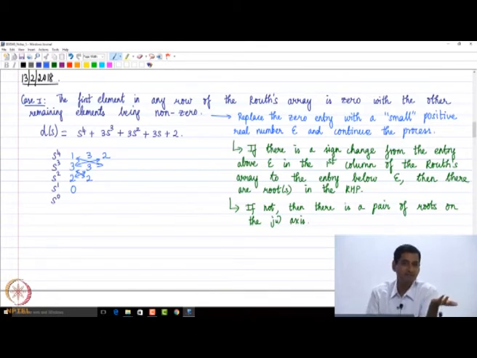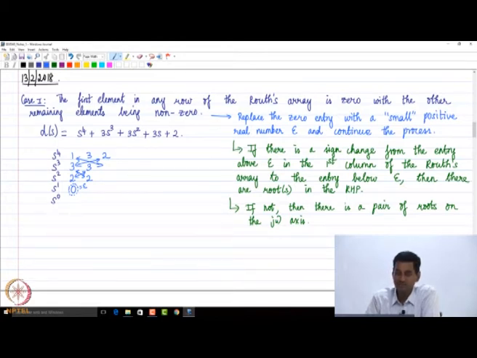So, I do not go anywhere, right? So what we do is replace this 0 by a small positive real number epsilon and continue the calculation. Okay, let us see what happens here. We are going to replace this 0 with a small positive real number epsilon. So then what happens? Let us continue the calculation.